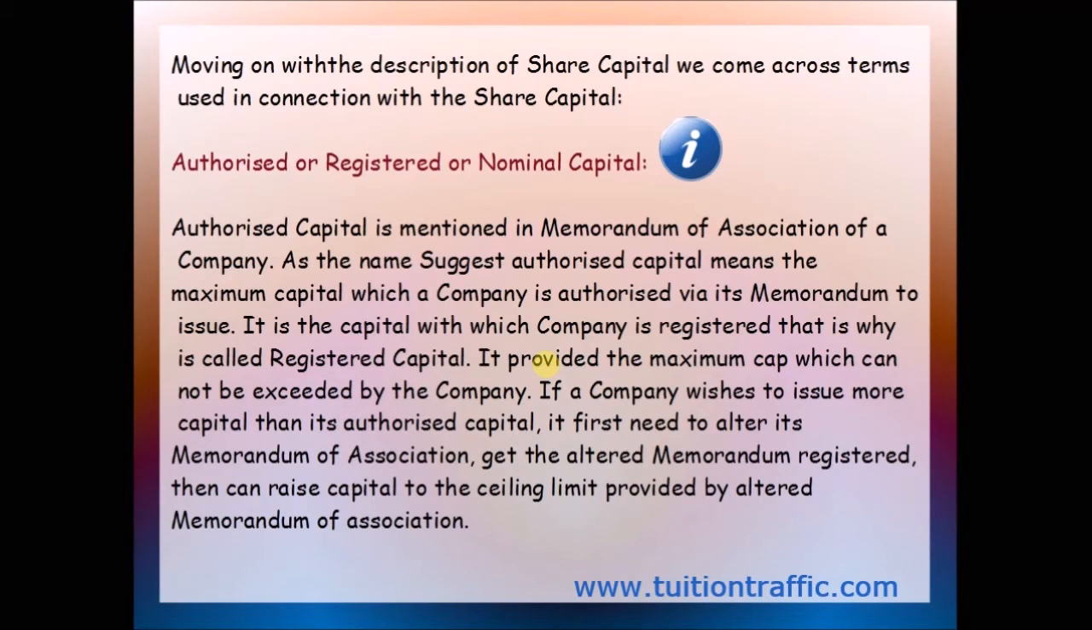If a company wishes to issue more capital than its authorized capital, it first needs to alter its memorandum of association, get the altered memorandum registered, and then it can raise capital up to the ceiling limit provided by the altered memorandum of association. So, the authorized capital is the maximum capital which a company can issue.